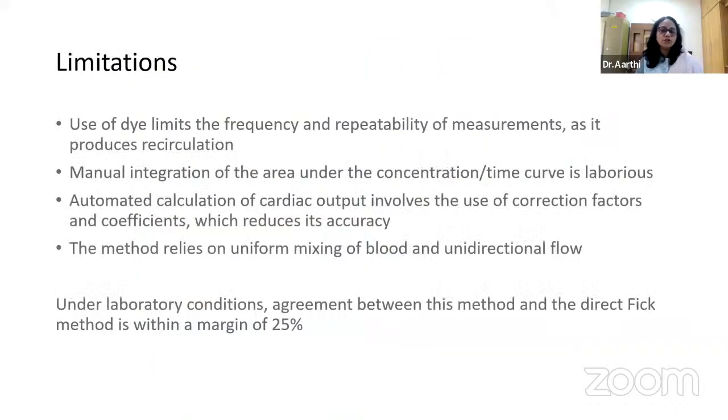So what are the limitations of these kinds of thermodilution techniques? The use of dye limits the frequency and repeatability of the measurements, and manual integration of the area under the curve is laborious, and automated calculations of cardiac output involve correction factors and coefficients, which then reduce its accuracy. And this method relies upon uniform mixing of the blood and unidirectional flow. So when these things are altered, the cardiac output is not directly proportional. Under laboratory conditions, it is similar within a margin of 25% with the direct Fick method of measuring the cardiac output.